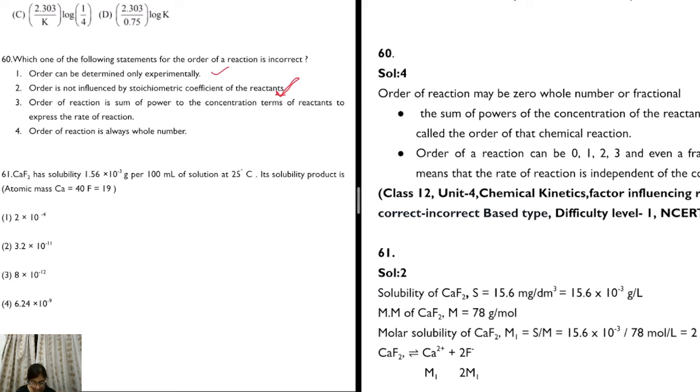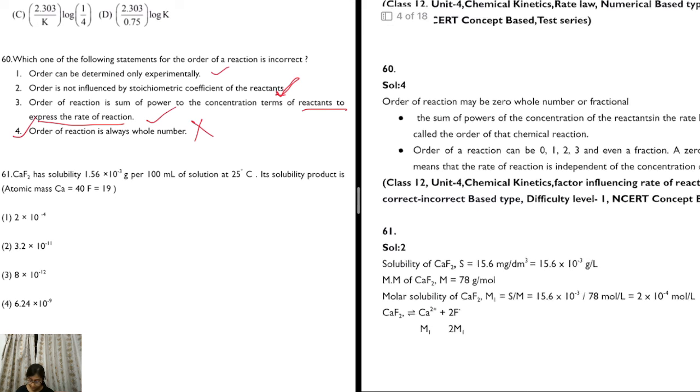Now, order of reaction is the sum of powers of concentration of reactants. Yes, this is also correct. Order of reaction is always a whole number. This is wrong, so this would be our answer. It can be a fraction. Okay, it can be a fraction.